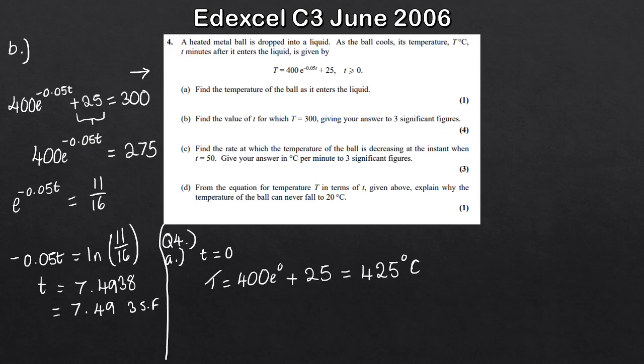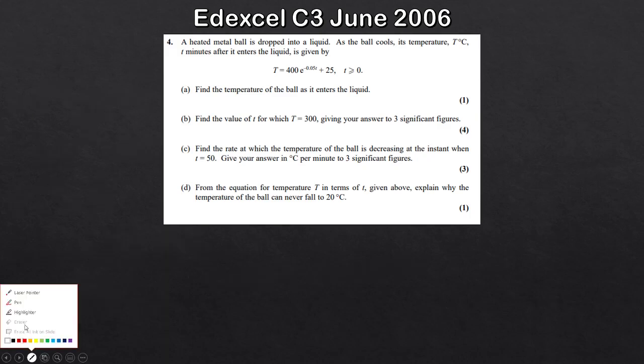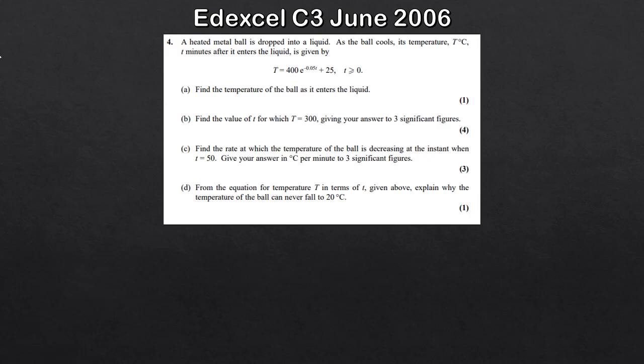Now we're best clearing all this for part C. So if we can do that, let's have a go at part C. So again, I'm going to do it at the top here, just so we hopefully don't run out of room, but I don't think it will take that. Now, the question doesn't tell you explicitly what to do. You kind of got to figure that out yourself by the language they use. So they say find the rate at which the temperature of the ball is decreasing at the instant when t equals 50.